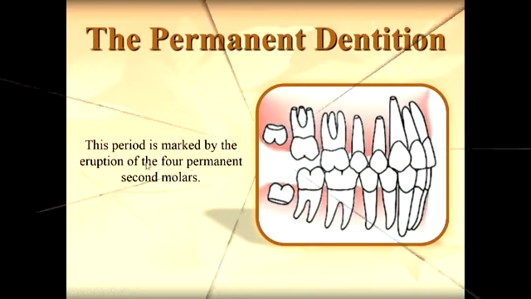The permanent dentition period. Now we have finished the mixed dentition and started the permanent dentition period, when all the teeth are permanent. This period is marked by eruption of the four permanent second molars.